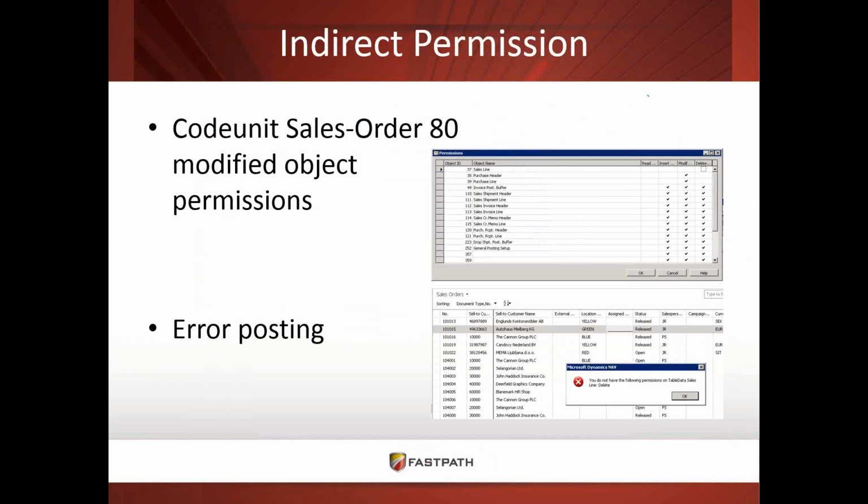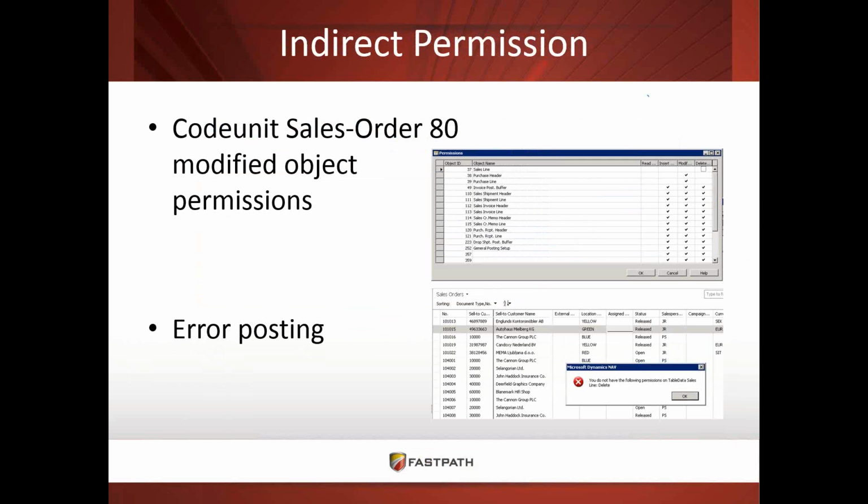Now if we go on the flip side, just to demonstrate what the indirect access is and how it works, I went in and modified that code unit sales order that gets executed when I click the post button, and I removed the access to that sales line table. So you see in that first line I have sales line, and I took off the check marks for insert, modify, and delete. Once I did that, I saved it, compiled it, restarted the service tier, and then went back into NAV with my user and tried to post a sales order again.